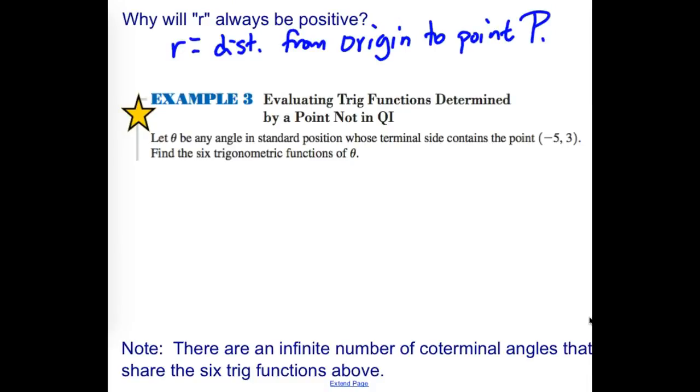All right, example 3. It says let theta be any angle in standard position whose terminal side contains the point negative 5, 3. And now we want to find all 6 trig functions. So sketch a picture, draw your terminal side so it goes through the point negative 5, 3. All right, before you go any further, I want to check your picture. We want the point to be negative 5, 3, so we're going to negative 5 in our x direction and positive 3 in our y direction.